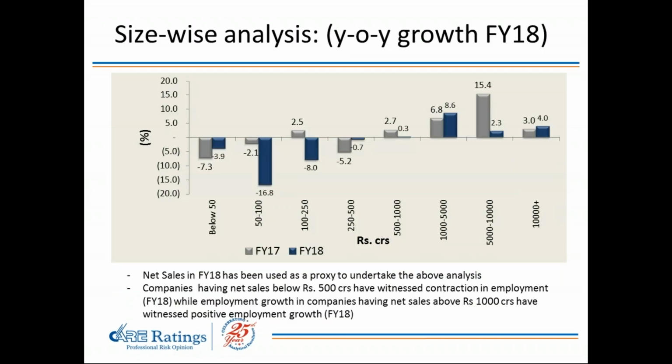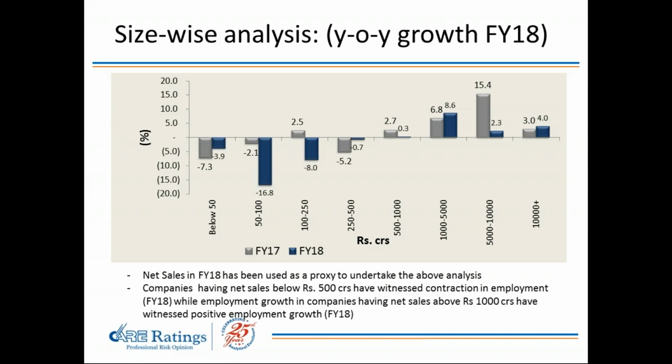Now we move to a size-wise analysis in which we have used the net sales of the company as a proxy for the size of the company. Companies having net sales below rupees 500 crores have mostly witnessed contraction in employment. The twin structural reforms of demonetization and GST implementation, which have led to temporary disruptions in small and medium enterprises, affected the top line of these entities, consequently leading to a contraction in employment.